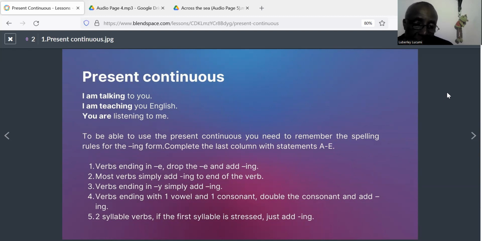The fifth, two-syllable verbs. If the first syllable is stressed, just add ing. For example, listen. The first syllable is stressed, so I just need to add ing. Base form, listen. In present continuous, listening. Okay, let's continue.